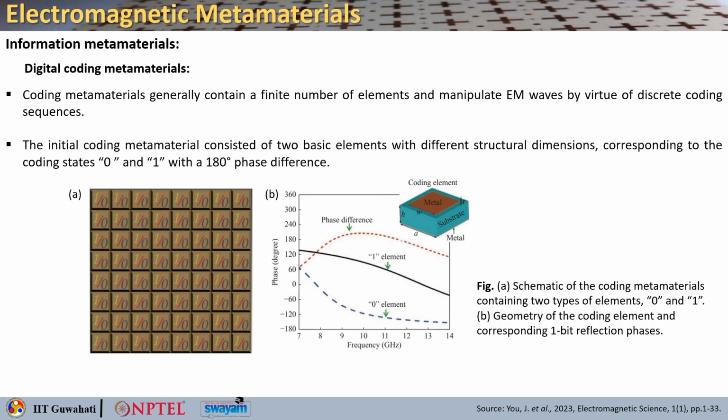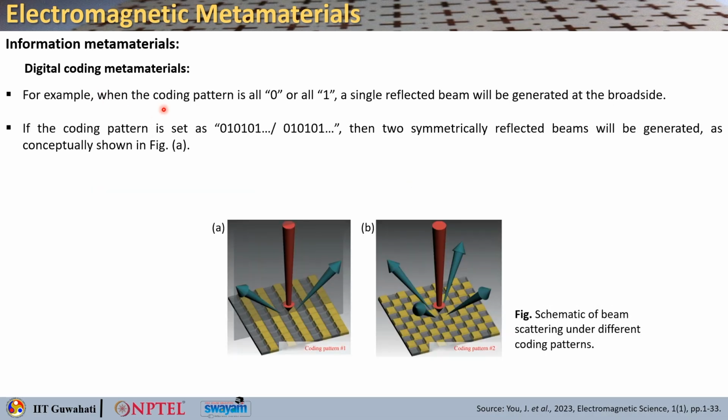They can be easily fabricated in a single layer dielectric board, and you can construct this metasurface. You can take this further: when the coding pattern is all zeros or all ones, you get only one single reflected beam from the board. But if you change the coding pattern to 0 1 0 1 like that, so 0 and then 1, 0 and then 1, you are basically getting two symmetrically reflected beams.